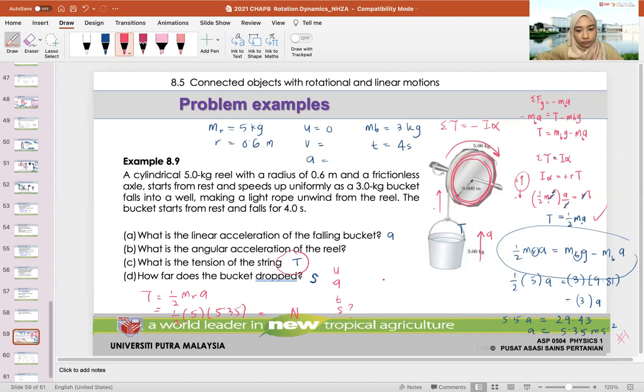S equals UT plus 1 over 2 AT squared. Yeah, that looks right. So S equals UT plus 1 over 2 AT squared. Thank you. So U is 0, it started from rest, plus 1 over 2. Our A is 5.35. What is its direction again?